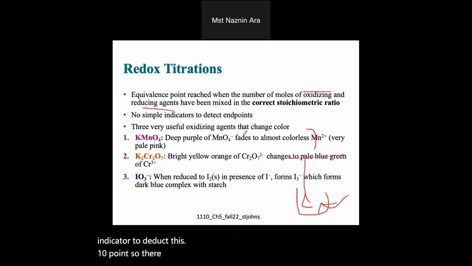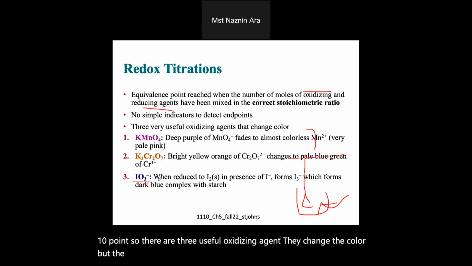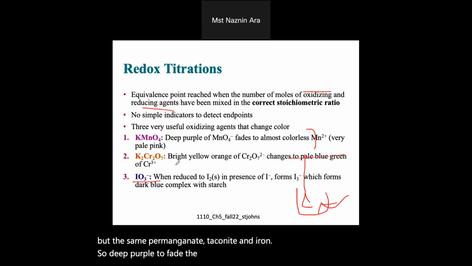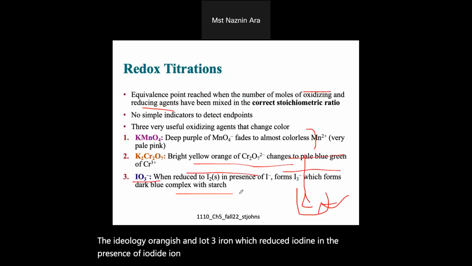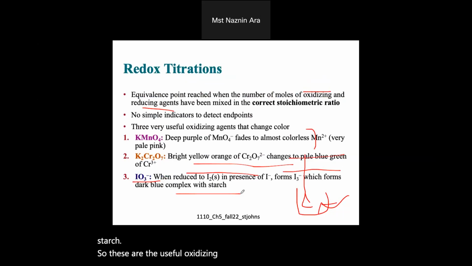There are 3 useful oxidizing agents that change color: potassium permanganate, dichromate, and iodine. Potassium permanganate goes from deep purple to colorless. Potassium dichromate, K2Cr2O7, goes from bright yellow to orangish, and Cr3+ ion. Iodine, reduced in the presence of iodide ion, forms I3-, which forms a dark blue complex with starch. So these are the useful oxidizing agents we can use, which change color at the equivalence point.